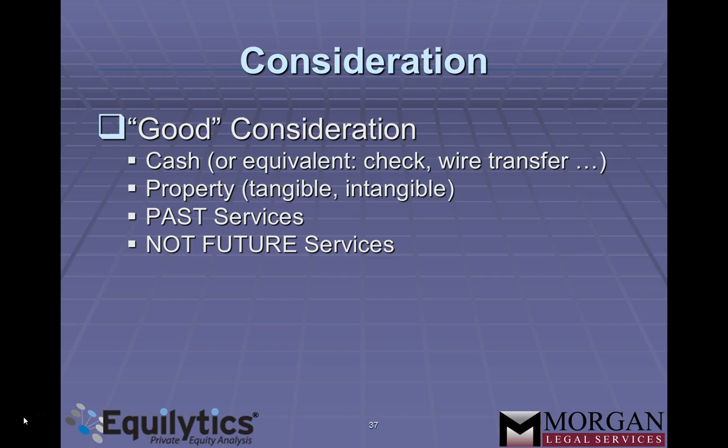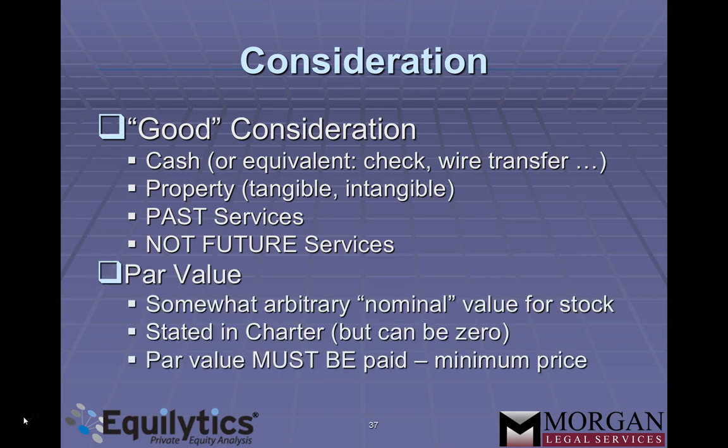So a stock purchase agreement that reads something like this, stock is being issued to the purchaser in exchange for services to be rendered, is not a valid issuance. That is services that have not yet been rendered, so they're future services, and that simply is not good consideration. That issuance would be invalid. If you had that the stock is being issued to the purchaser in exchange for services already rendered, that's fine, that's past services, but not future services.